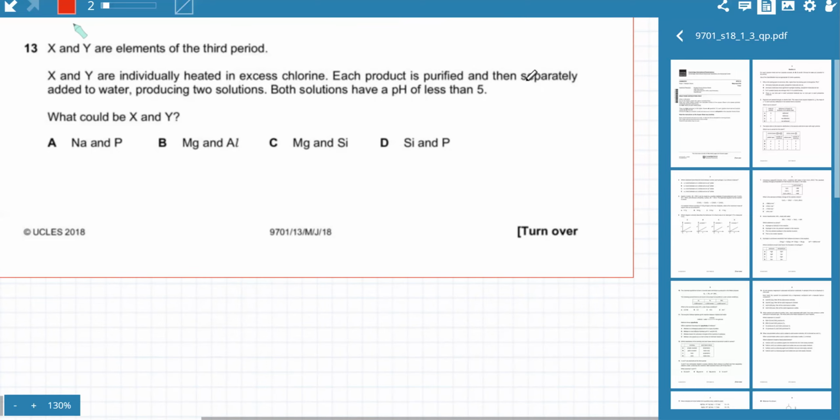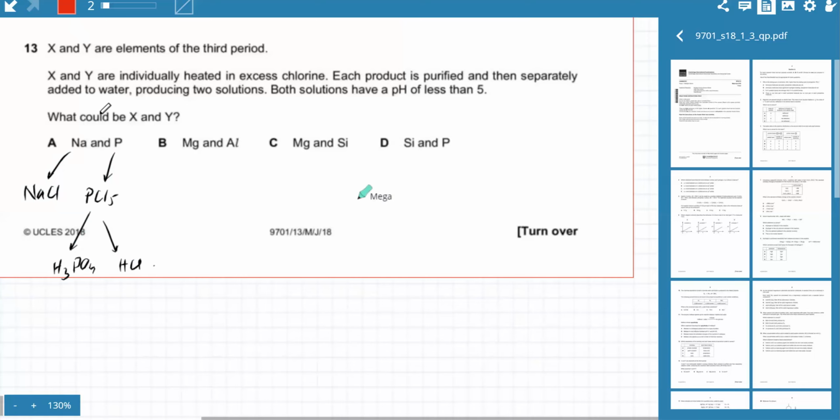So he's adding the chlorides, purified and then separately added to water. So the first one, NaCl. Remember, NaCl is neutral. It doesn't do anything. It doesn't hydrolyze. It just mixes in water, dissolves. So nothing should happen to its pH. Phosphorus chloride, that's very acidic because it hydrolyzes strongly in water. If you add water, it forms phosphoric acid. And at the same time, it also forms HCl. So that's strongly acidic. So that's not the option because he wants both of them to be acids.